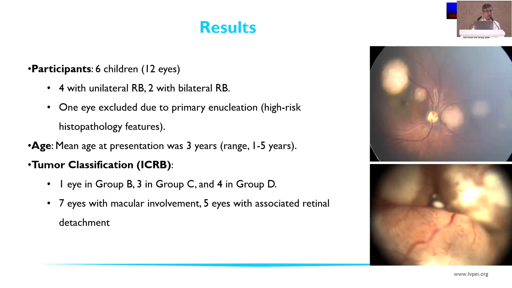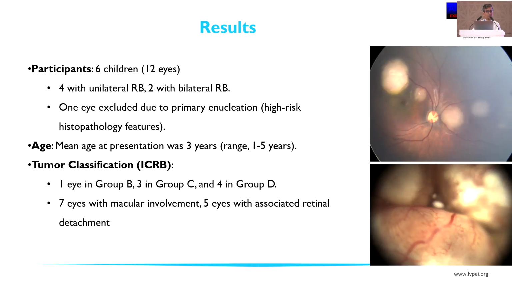4 children had unilateral RB, 2 had bilateral RB. 1 eye was excluded, but the other eye was included because the other eye was normal, whereas the primary eye had to undergo enucleation. The mean age at presentation was 3 years, with 1 eye in group B, 3 having group C, and 4 having group D staging of retinoblastoma. 7 eyes had macular involvement of the tumor.